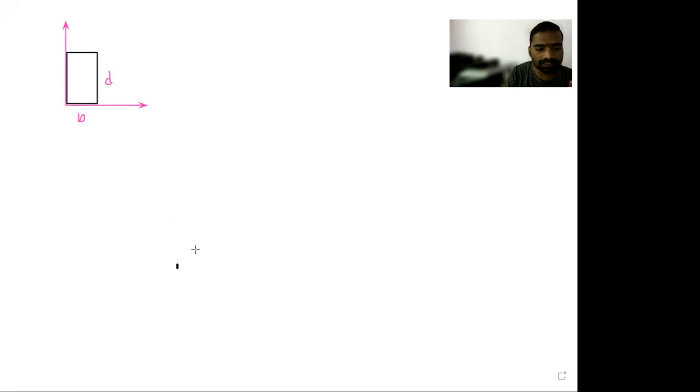So where is its centroid? It will be at this point. This is the centroid of this rectangle. From this axis to this axis, this is x bar, and from this axis to this axis is y bar, measured from the reference axis. Is it correct, everyone?